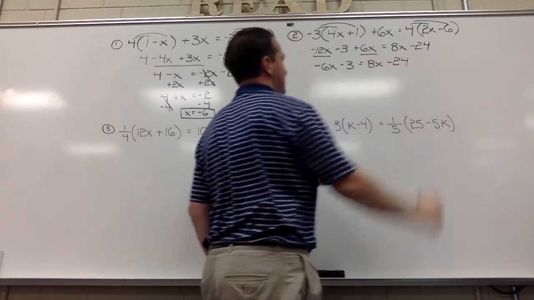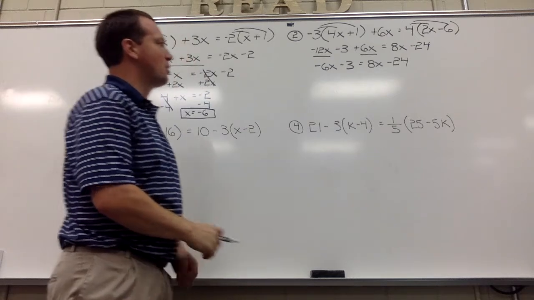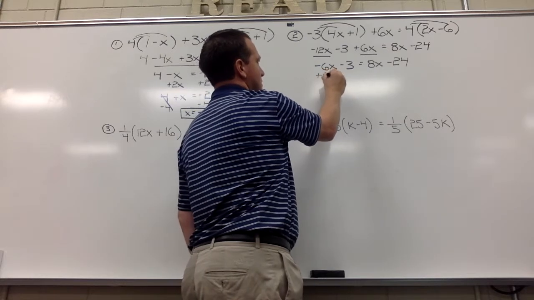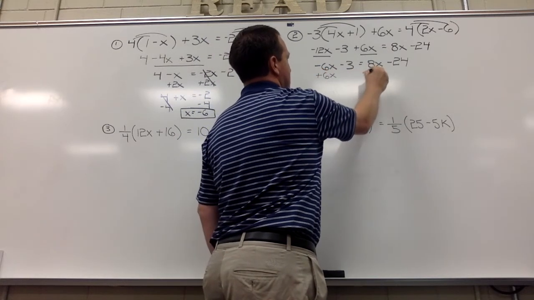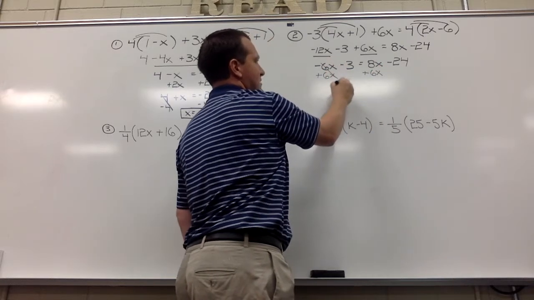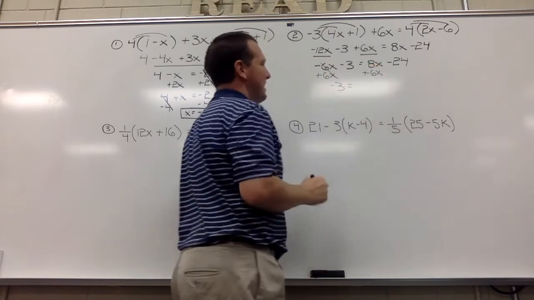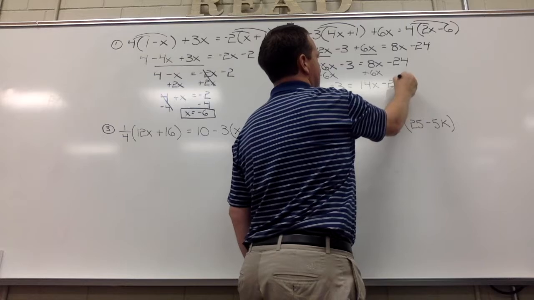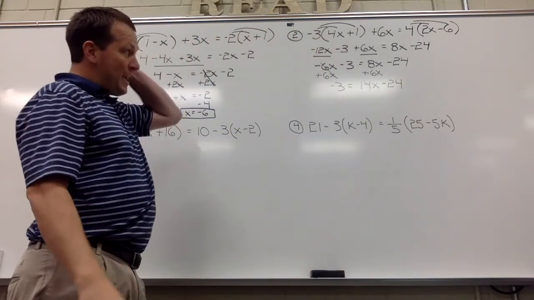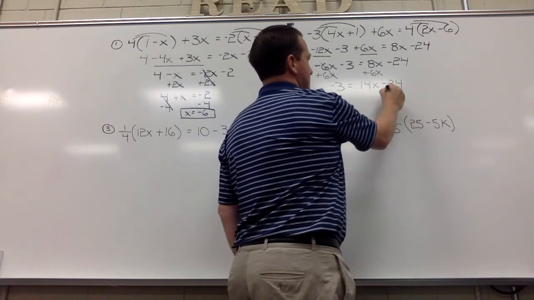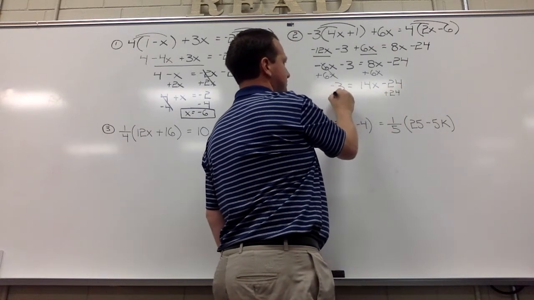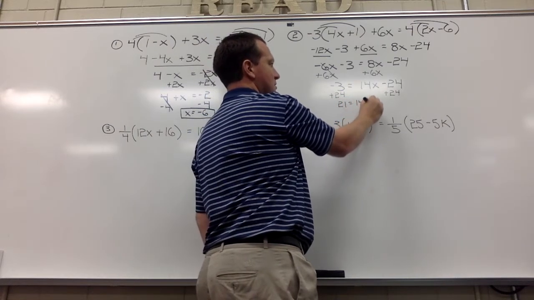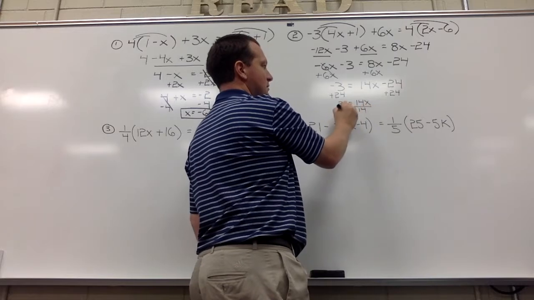My smaller x term is going to be the negative 6x, so I'll add 6x to both sides. I have negative 3 will equal 8 plus 6, 14x minus 24. I'm now going to add 24 to both sides. 24 and negative 3, 21 will equal 14x. Dividing both sides by 14.